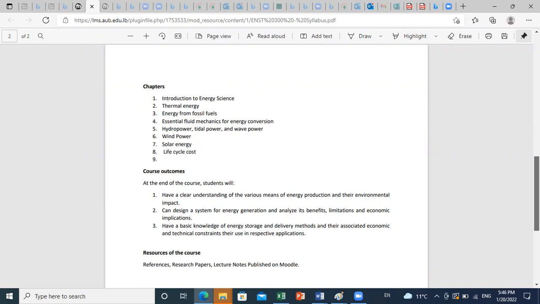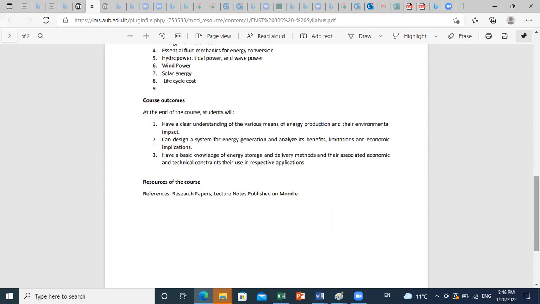Now, the outcomes of this course. So hopefully at the end of this course, you will have a clear understanding of the different ways of energy production and their environmental effects. We'll design a system for energy generation and analyze its benefits. So in the project, you can come up with an original idea to suggest a certain improvement on existing systems and study the limitations and economic implications of your proposition. And hopefully you'll have a basic knowledge of energy storage and delivery methods and their associated economic and technical constraints when used in real life.